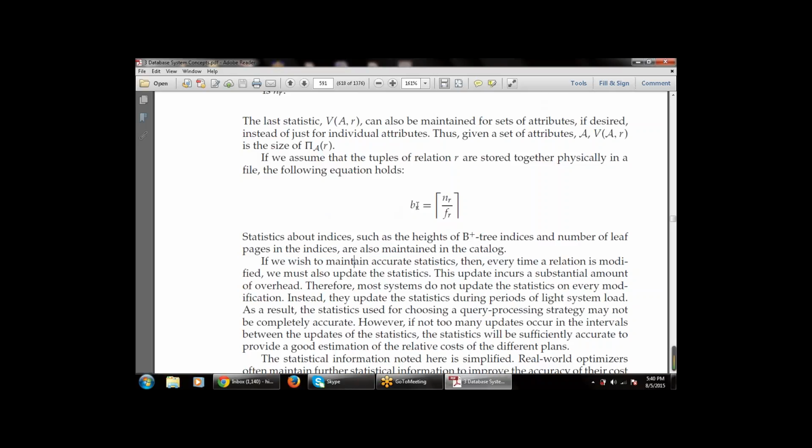So this is the formula that is used for the relation, that is NR divided by FR. And the statistics about the indices, such as the height of the B plus tree indices and the number of leaf node pages in the indices, are also maintained in the catalog. So this is also defined in the catalog for maintaining the result.